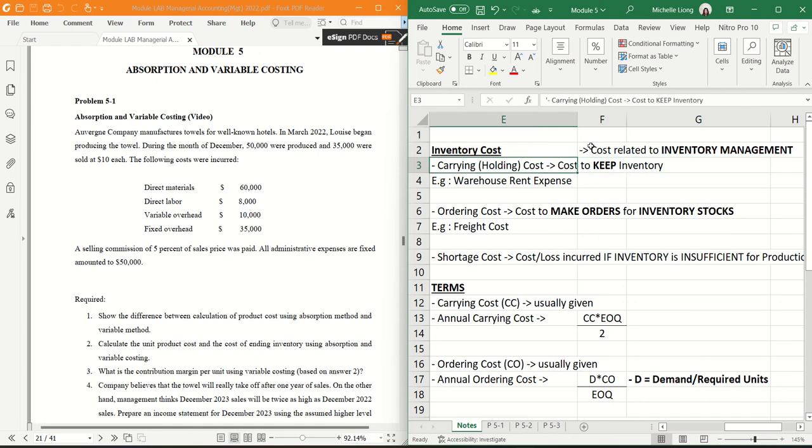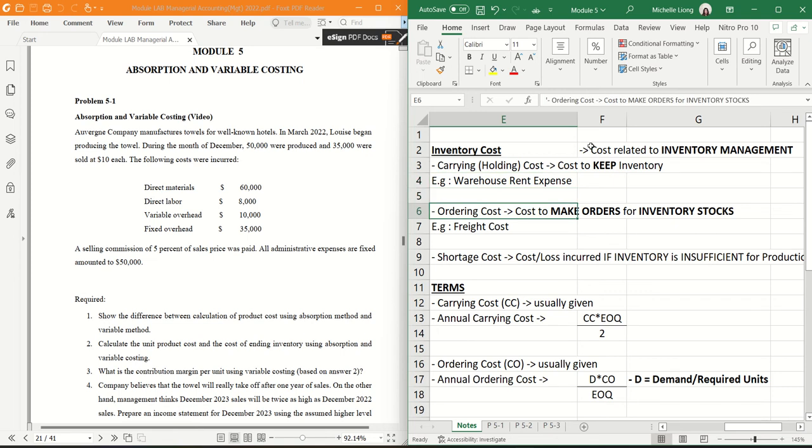The first one is carrying or holding cost, which is the cost that you need to pay to keep your inventory. For example, warehouse rent expense. So let's say you have inventory, you need a place to keep it, you need to pay rent for that warehouse. And that is why it's called carrying cost.